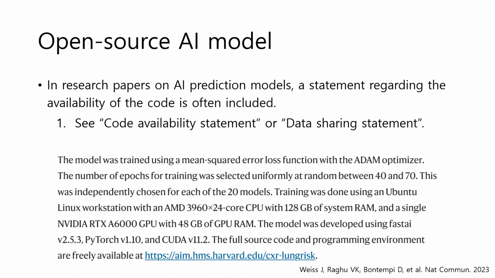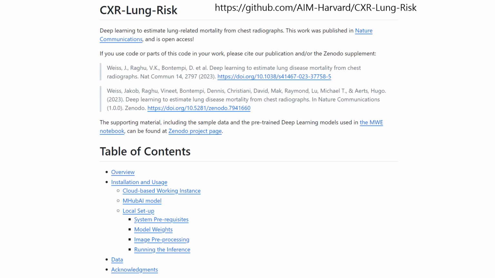Then how can one find open source AI models? In research papers focusing on AI prediction models, authors often include details about the availability of the code. So look for sections titled Code Availability Statement or Data Sharing Statement for this information. In this example, the authors included a link to their GitHub repository in the paper. If you click on the provided link, it will direct you to a web page that displays an overview of the model along with an installation guide.